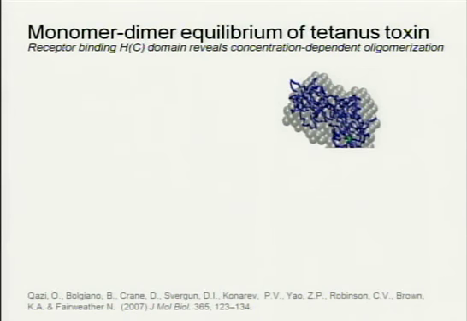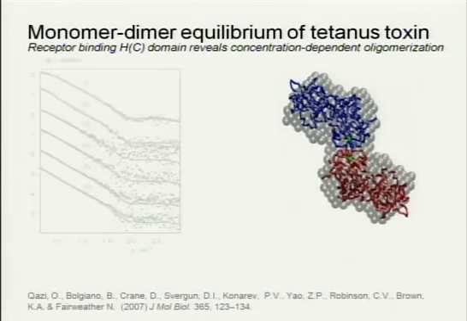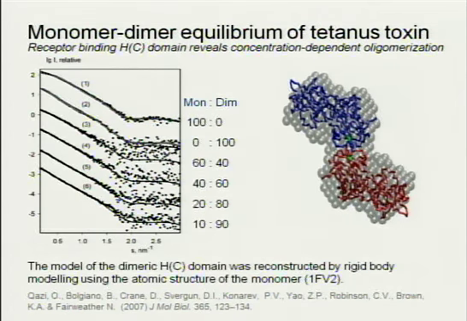So here we have an example of a dimer that under various conditions exists as either a monomer or a monomer-dimer mixture. And the structure of the dimer here was reconstructed using the monomer and rigid body modeling with the monomer. So you can also do more sophisticated things. As I mentioned, it can be more than two oligomers and quite a few conditions.